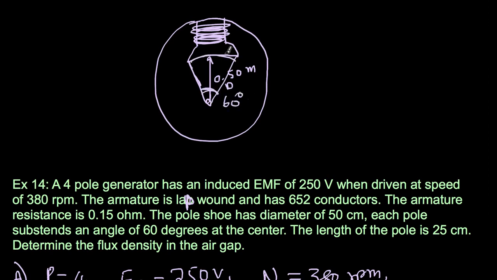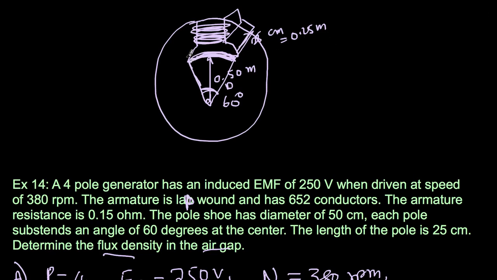So from that I can find the arc length of the pole. The length of the pole, in other words the depth, is given. So this is 25 centimeters or 0.25 meters. So determine the flux density in the air gap. In order to determine the flux density, I need to know what is the total flux and total cross-section area. So how to find the cross-section area?